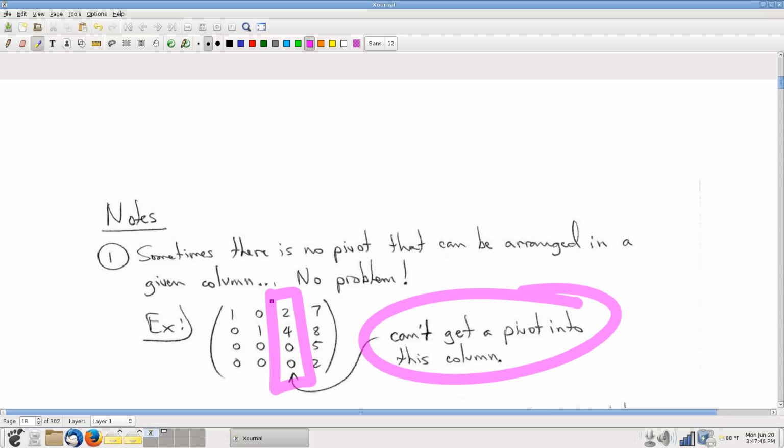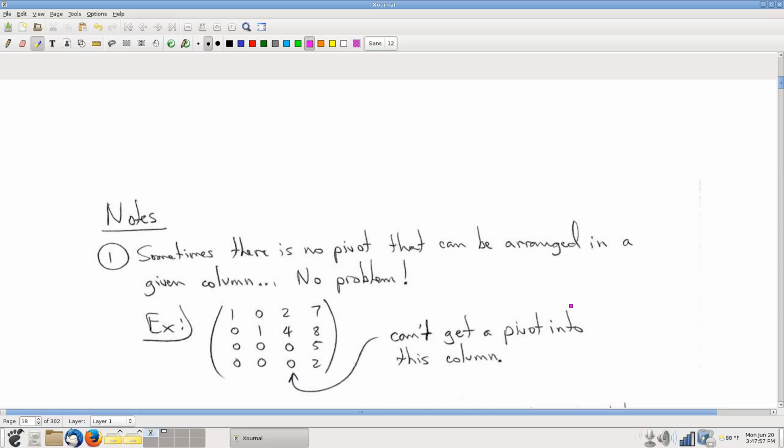And the thing is, that's not bad news. It's not a problem. We do not have to get a pivot into every column. There is no requirement that there be a pivot in every column. Pivots are defined as the first non-zero entry in a row, right? So the reality is, in this case, there simply is no pivot in this column. This column is fine. There is nothing about this column that's inconsistent with reduced row echelon form. So we leave it and move on to the next column. Okay, alrighty.